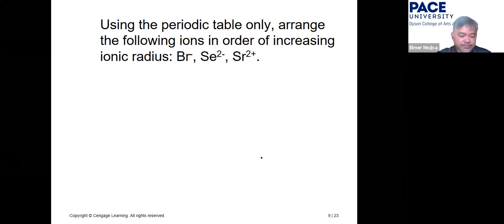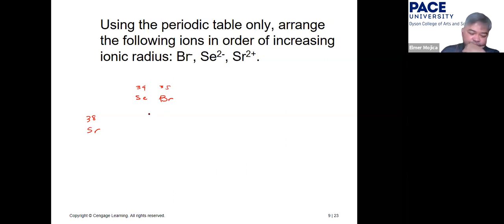Okay. So if you're going to look at the periodic table, the arrangement that you have here, you have what? 38 strontium on this side, and then you have Se, if I'm not mistaken, that's 34. And then in the 35, you have your bromine. No, not 38, 36. So that's the trend in the atomic number.